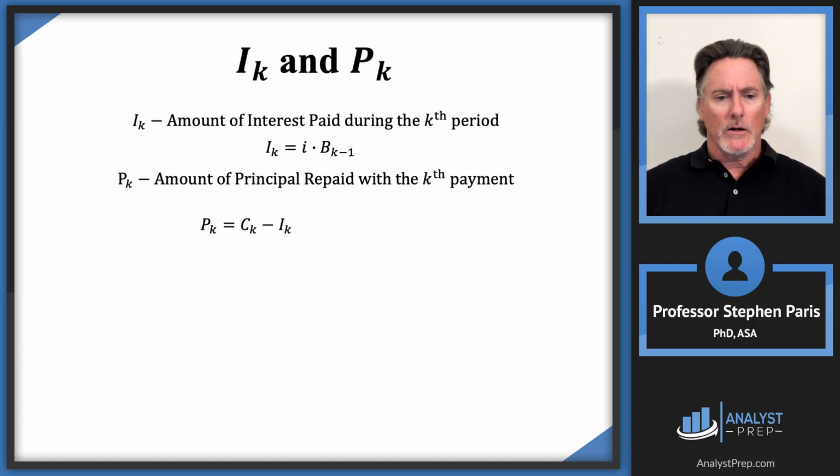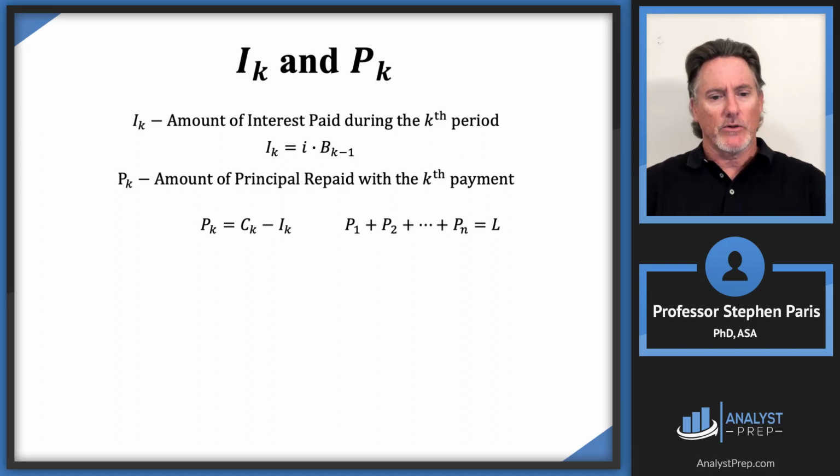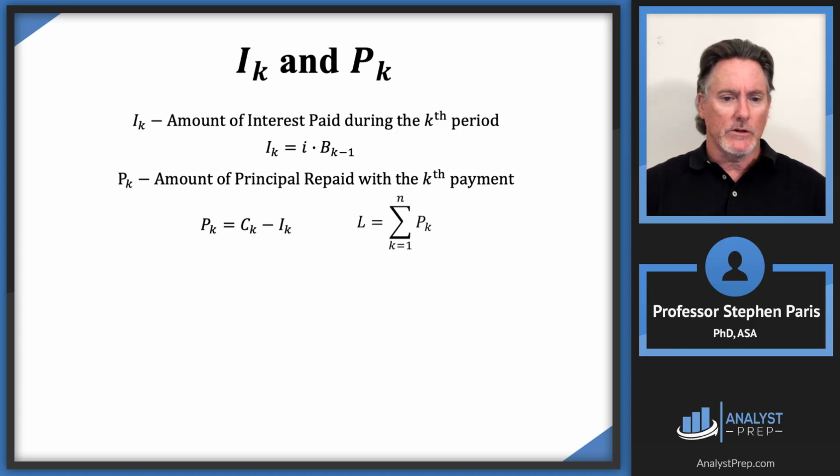Now, think about the words. It's the amount of principal that you're repaying. So if you take the amount of principal that you're repaying in the first payment, and add to that the amount of principal that you're repaying in the second payment, and do that for each of the payments, add all of that up, you're just going to get the loan amount. In other words, the loan amount is equal to the sum of all these P sub k's, from k going from 1 to n.